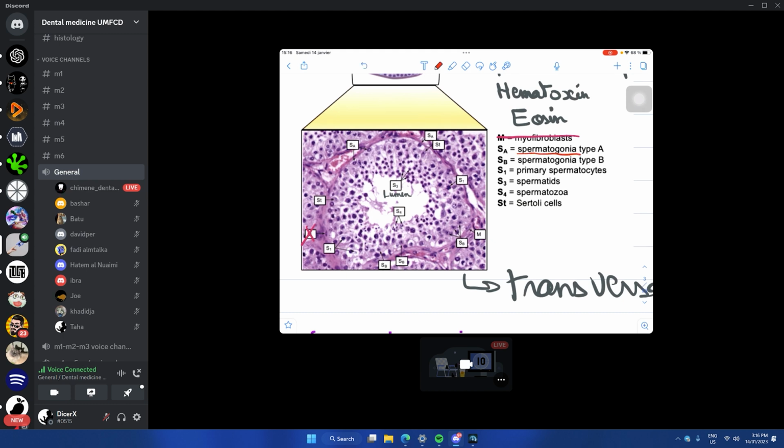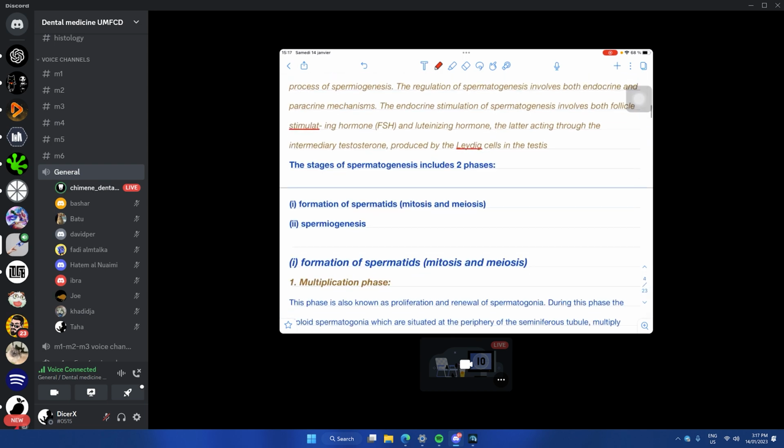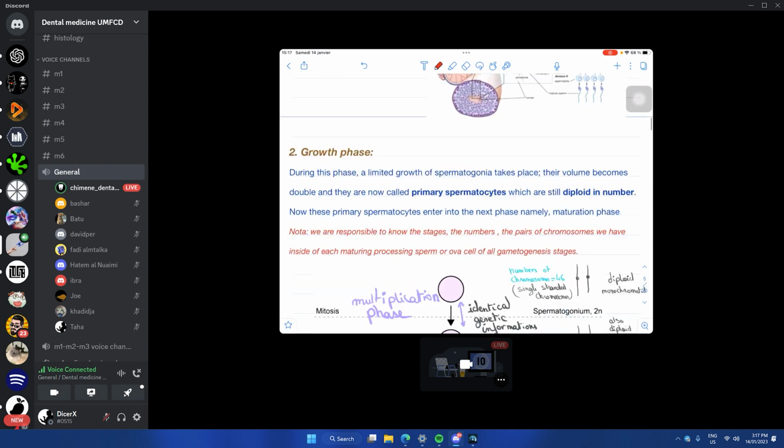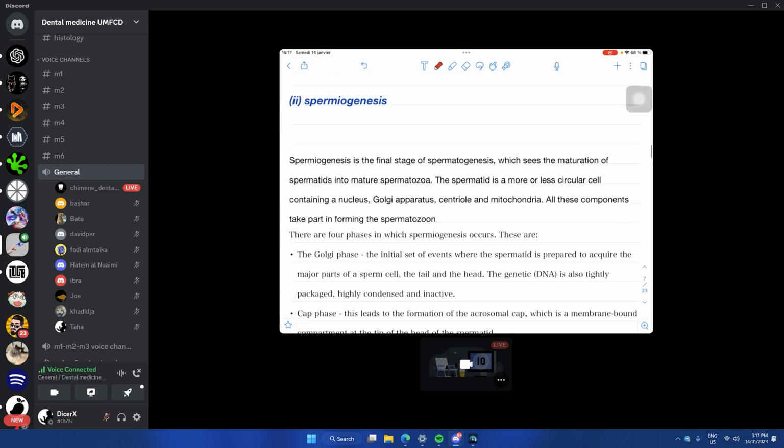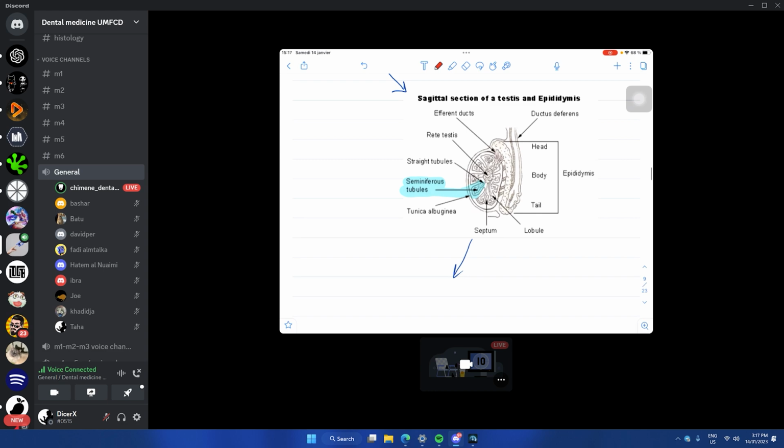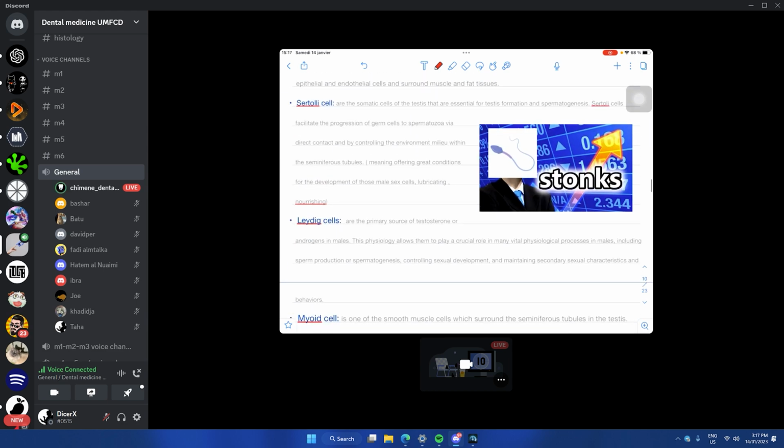And as I was telling, between each layer here, between each kind of cells, you have the Sertoli cells. If your professor asks you what the Sertoli cells are responsible for, I think it says nutrition. Let me just check the vocab that I've done for you also. So Sertoli cells are the somatic cells of the testis, and they will provide nutrition for the cells to grow and everything, and they'll provide them a great condition to grow. So a good environment, let's say.